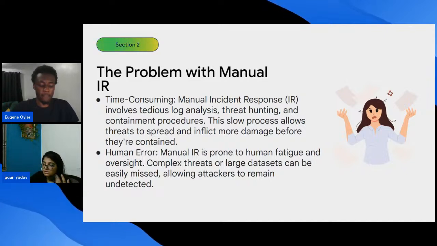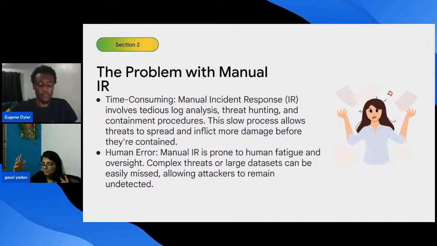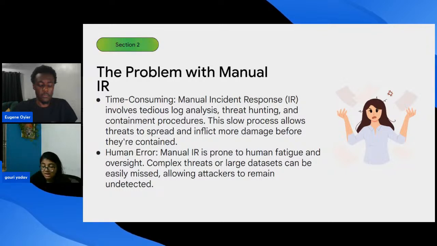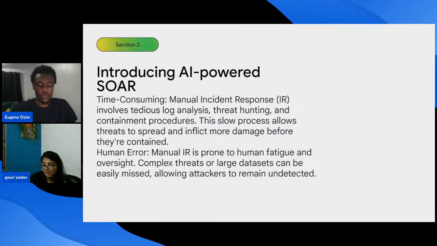Secondly, we are humans. We are not machines. So human error is a very common kind of error. Manual processes are prone to error, which can result in inconsistent and ineffective responses. For example, in a large organization, a single security analyst might need to sift through thousands of alerts daily. This makes it very difficult to prioritize and respond effectively. These were the problems with manual IR.